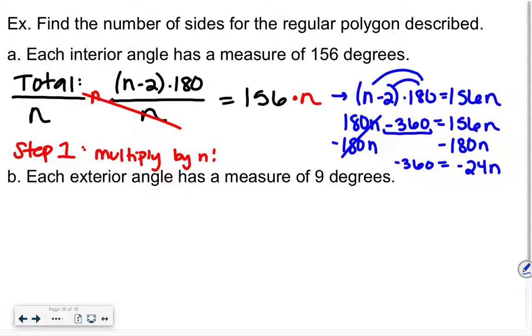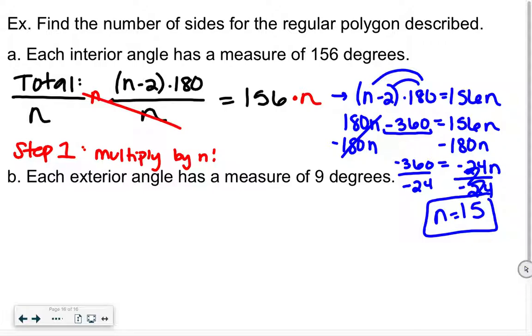And as far as the negatives go, as long as you remember that n should always be positive in this case, because you can't have a negative number of sides, the negatives aren't terribly important, I would argue. But divide by negative 24, and the negatives are going to cancel, so really it's just 360 divided by 24. 15 sides? And that's how many sides. If I had a regular 15-gon, each angle would be 156 degrees.